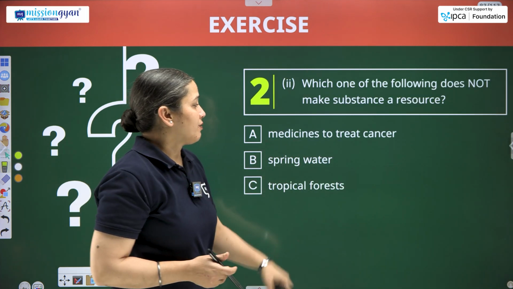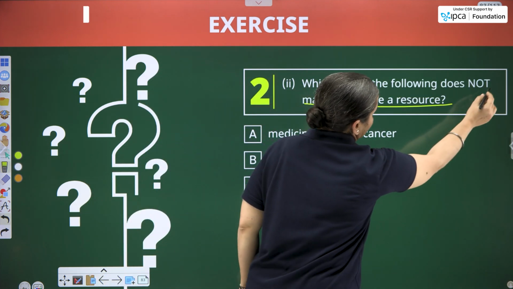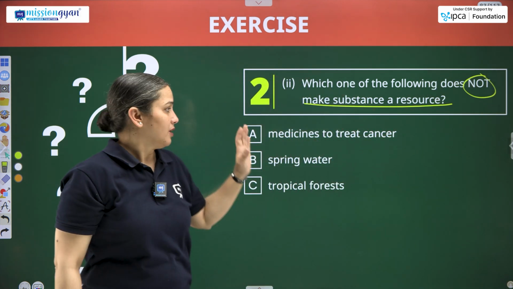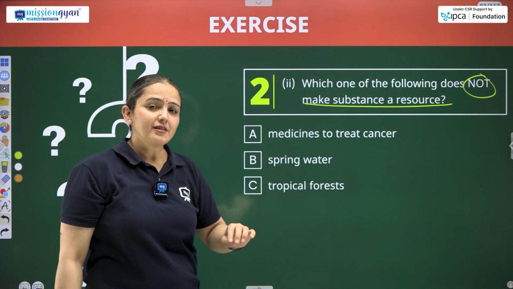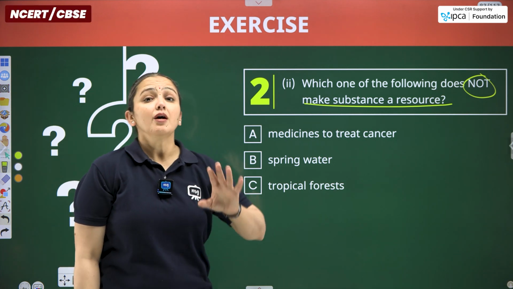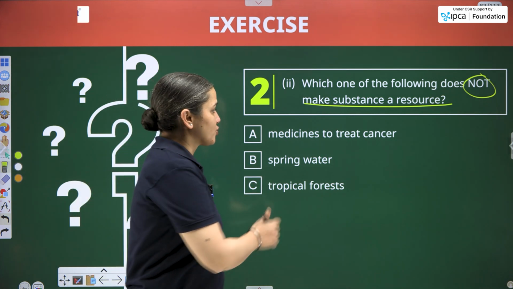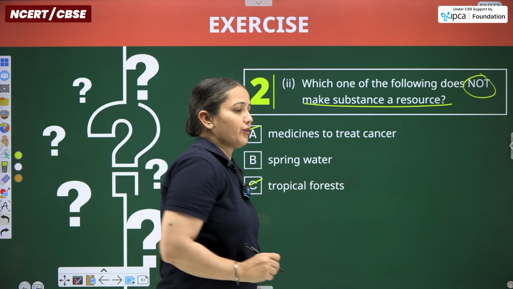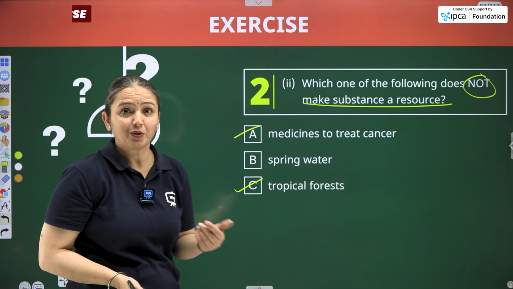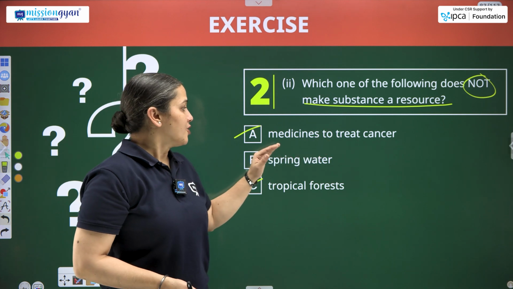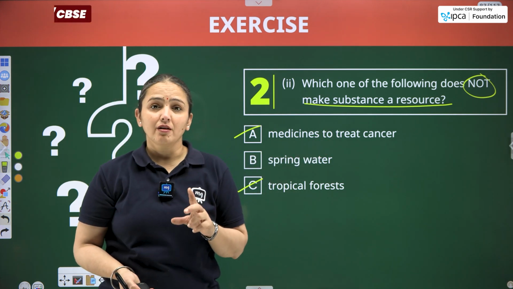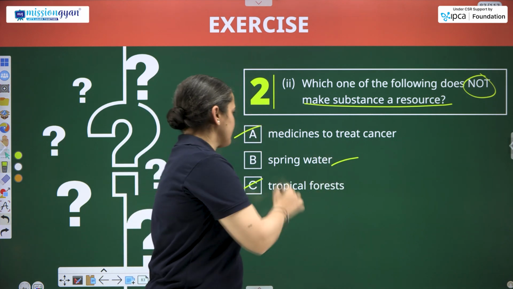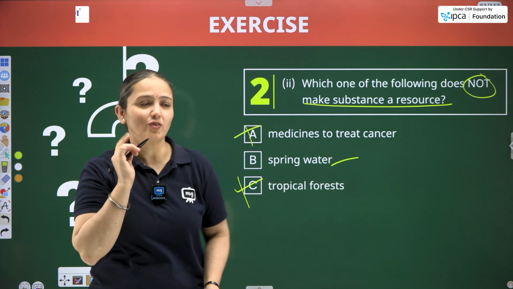Next, which one of the following does not make a substance a resource? Again, for that we have to consider the not part. So again we have to pick the one that is occurring in nature, but we can't make it a resource. Medicines to treat cancer, it is there. Tropical forests, they are of economic value. Utility is there. Spring water, utility is there, but economic value is not necessary. So these will be actually the wrong ones.